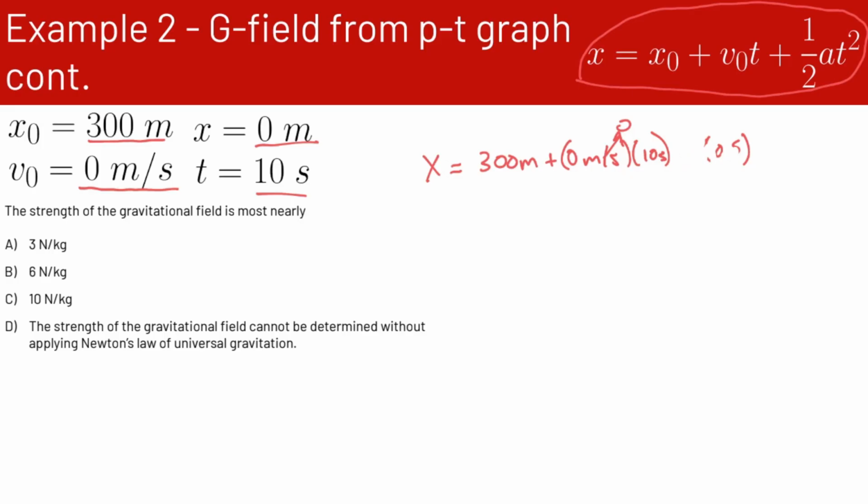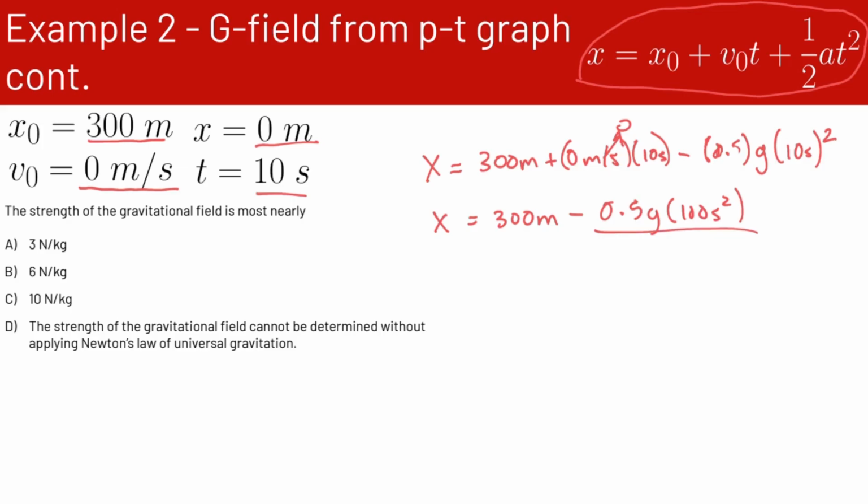Okay. So I'm going to write that as minus 0.5, and then I'm going to write this as g, because that's what we're looking for, times t, which is 10 seconds, and then square that. Okay, so we have x is equal to 300 meters minus 0.5 g times 100 seconds squared.